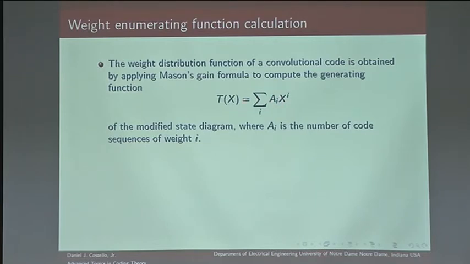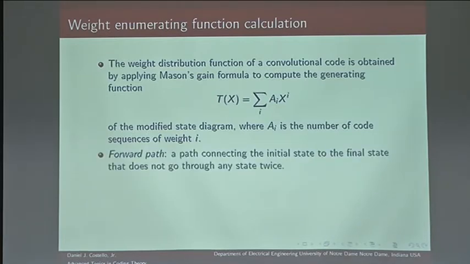And it's simply a sum of x to the i's, which are the code words of weight i, and a_i would be the number of code words of weight i. So it tells you all the weights of all the code words in the code. And you can get this function by applying this formula to this modified state diagram.